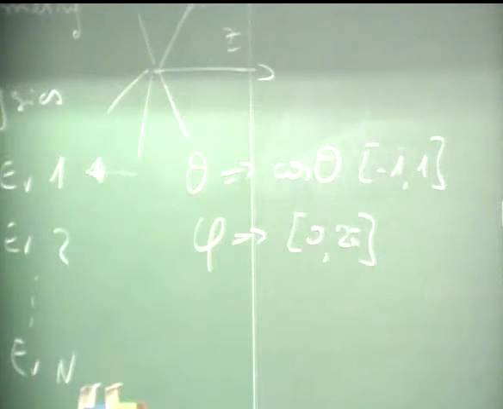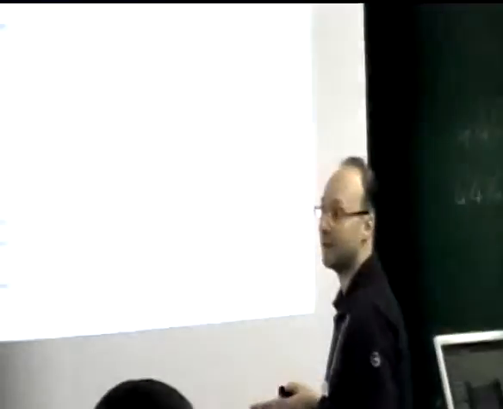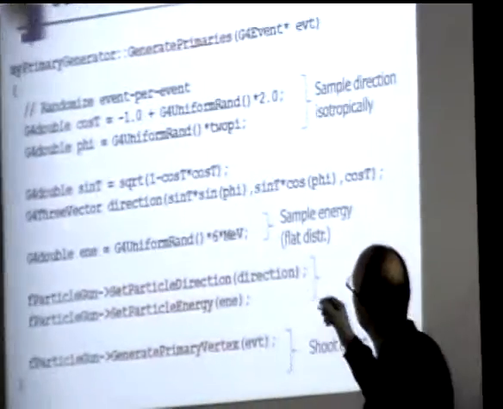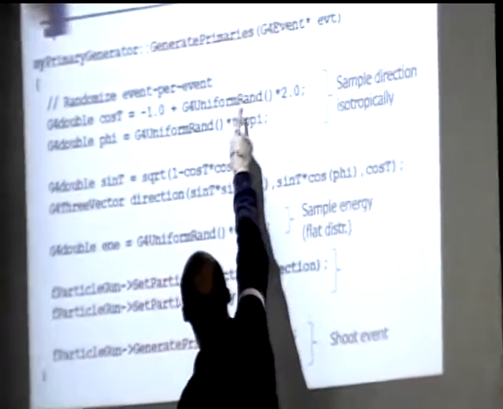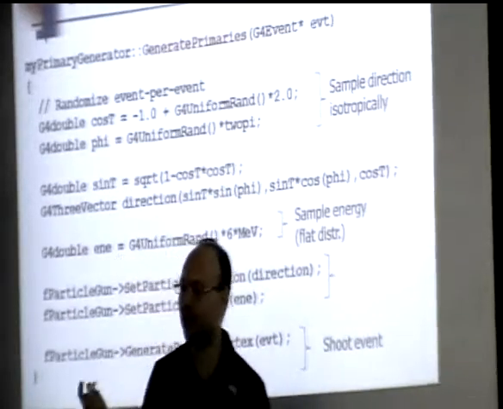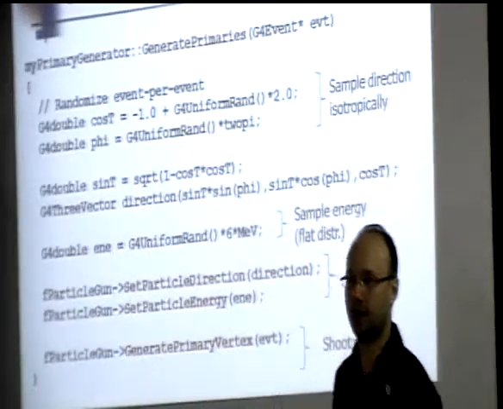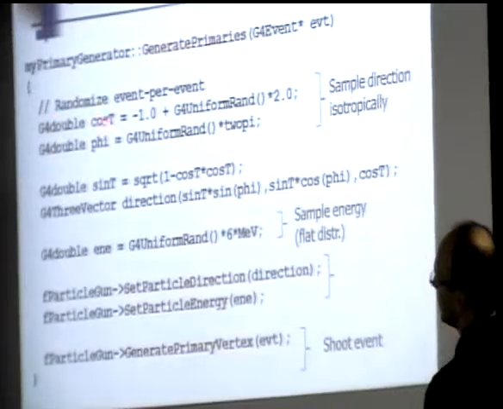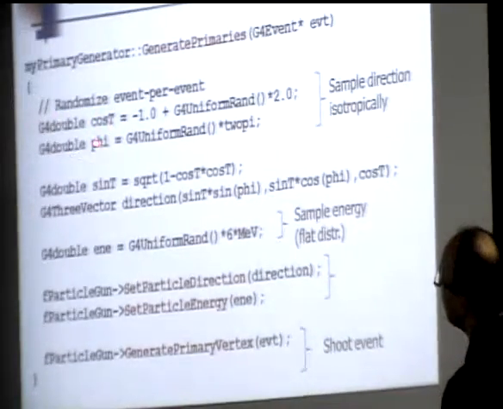So this is what is done here. G4 uniform rand is shooting a random number between 0 and 1. So what you do here is that you take a random number, you multiply by 2, and you subtract 1. So this is a random number between -1 and 1. And you say, okay, this is the cos theta.